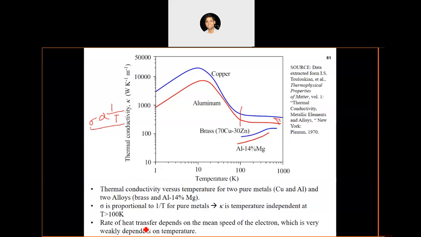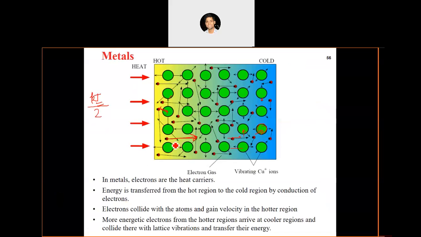Last point, actually, this is the most important thing, and for your visualization also, it should be clear to you that the rate of heat transfer depends on the mean speed of electrons, which we can see from here. How fast the heat will travel from this side to this side will depend only on the velocity of electrons, right? And electron velocity is not determined by the temperature, isn't it? It is very weakly dependent on the temperature. It depends only on their collisions with these atoms. The gain in velocity which they get comes only because of the collisions with different atoms. And that is why thermal conductivity should be very weakly dependent on temperature, because electron velocity is also weakly dependent on temperature.